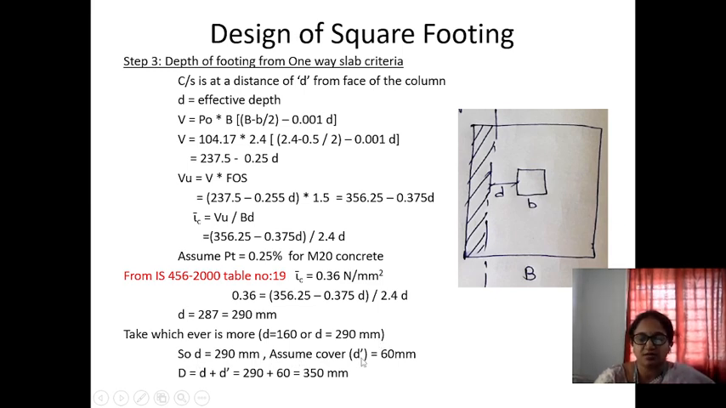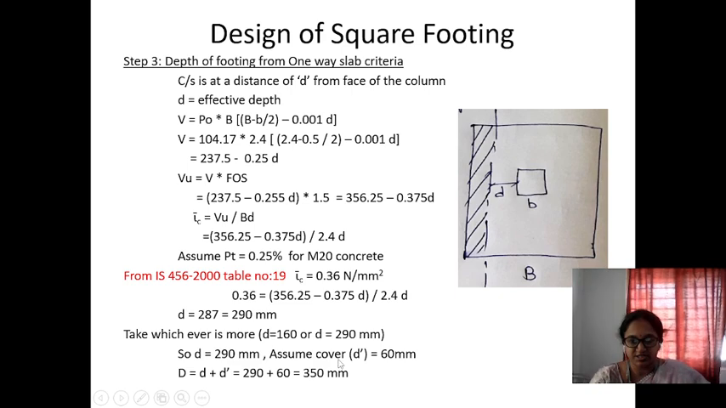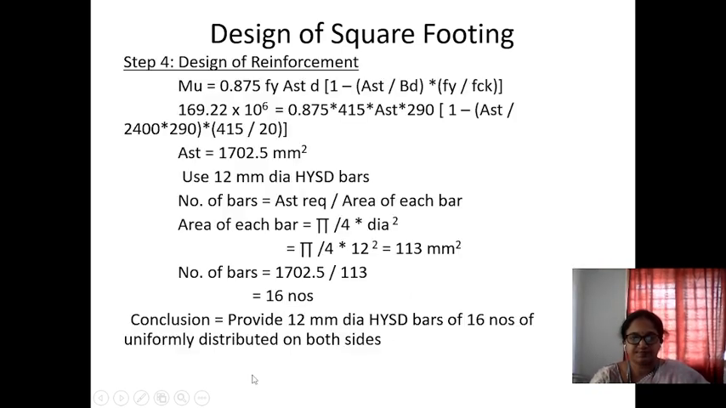Now assume the cover D dash is equal to 60. Then the overall depth will be equal to effective depth plus cover. I got 290 plus 60, which is nothing but 350. So this is the overall depth, and this is the effective depth. Now coming to design of reinforcement.